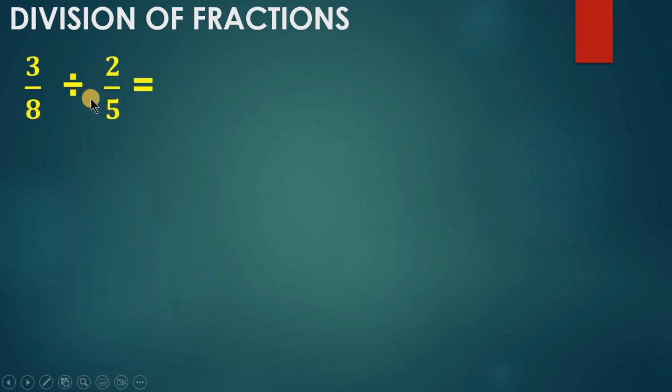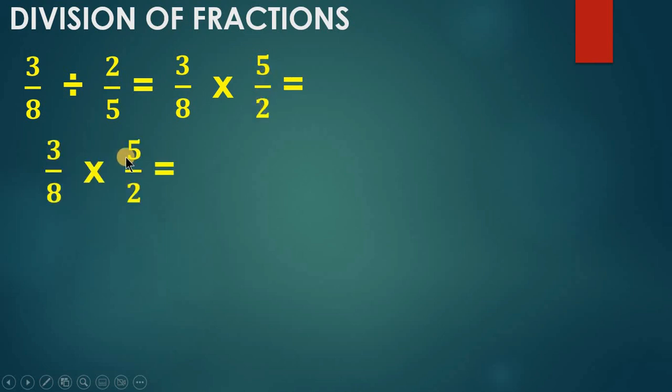Okay, next. Ayan. 3 all over 8 divided by 2/5. Ayan. So, syempre, kunin natin ang reciprocal ng ating divisor, which is 2/5. So, maging ganito: 3 all over 8 multiplied by 5 all over 2. So, the reciprocal of 2/5 is 5 all over 2. Then, let us now move to the rules for multiplication.